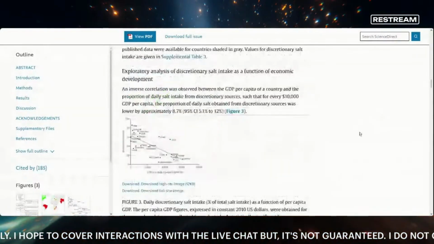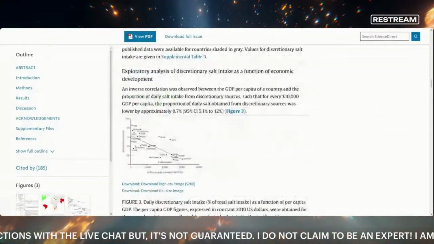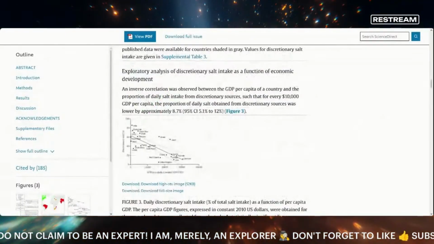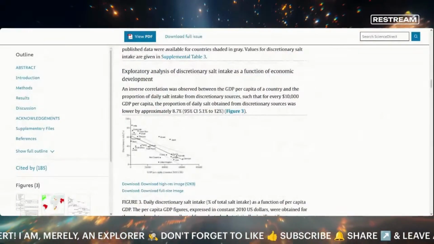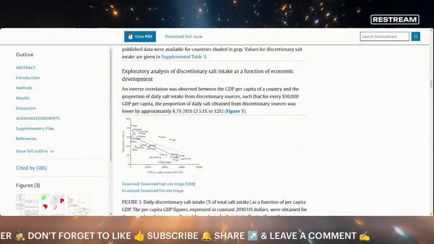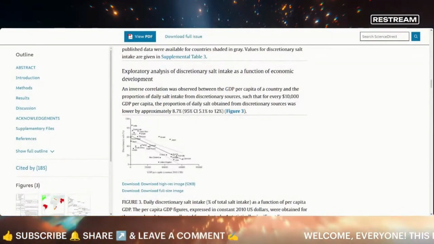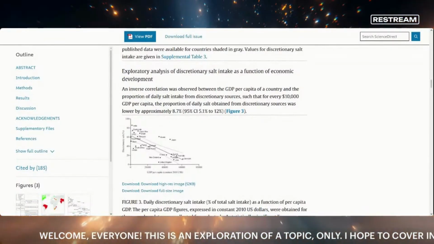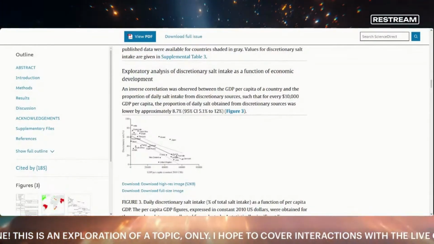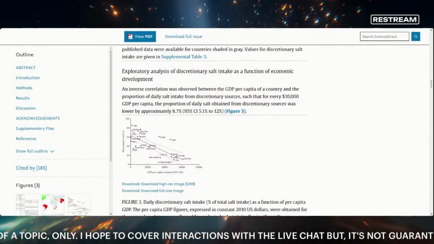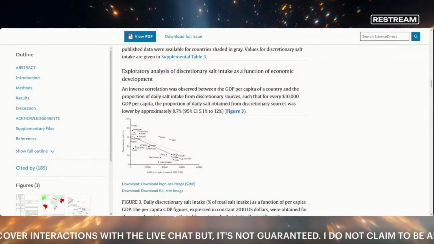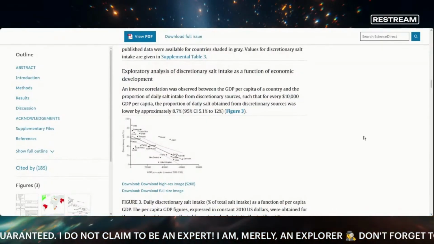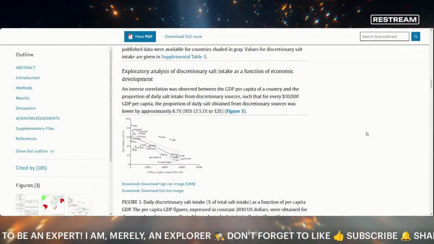Exploratory analysis of discretionary salt intake as a function of economic development. An inverse correlation was observed between the GDP per capita of a country and the proportion of daily salt intake from discretionary sources, such that for every $10,000 GDP per capita, the proportion of daily salt obtained from discretionary sources was lower by approximately 8.7%. That's 95% CI, 5.1% to 12%. Figure 3, which is this that we're looking at, which is tiny.